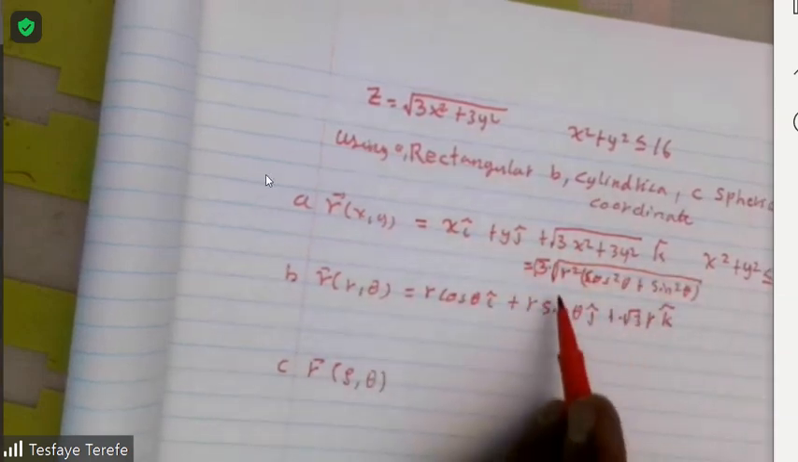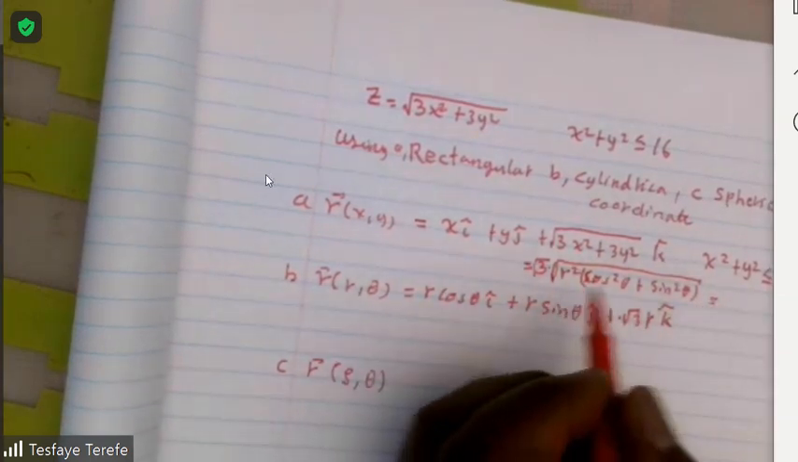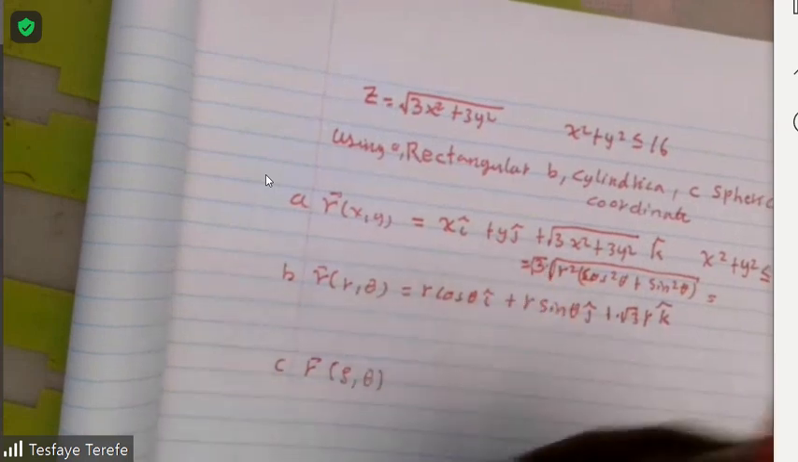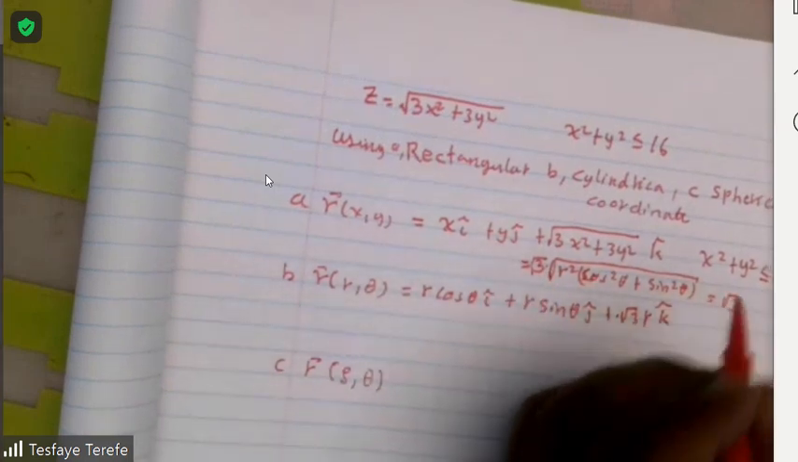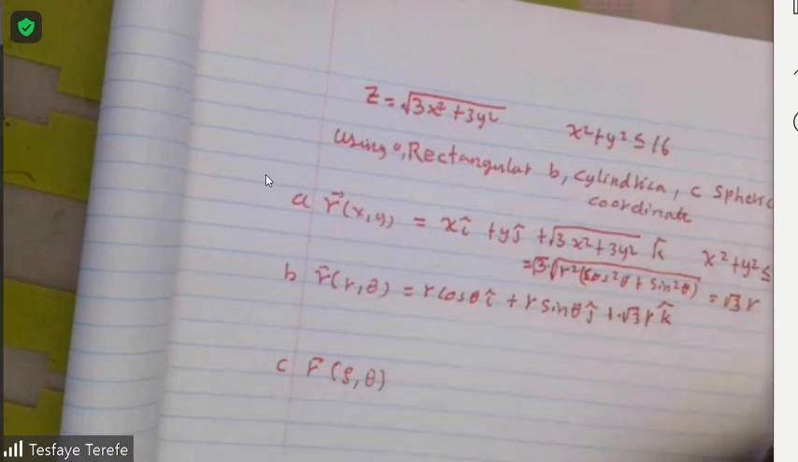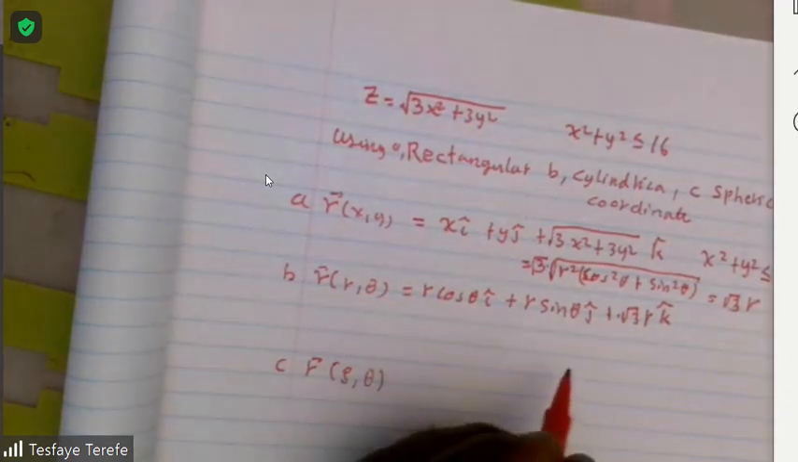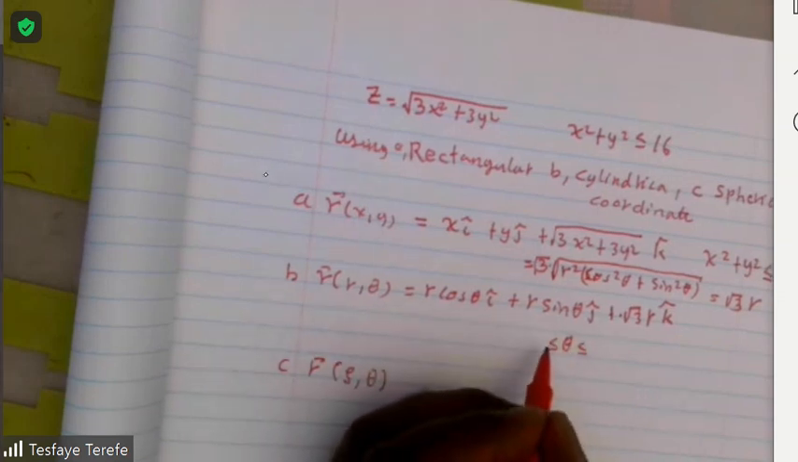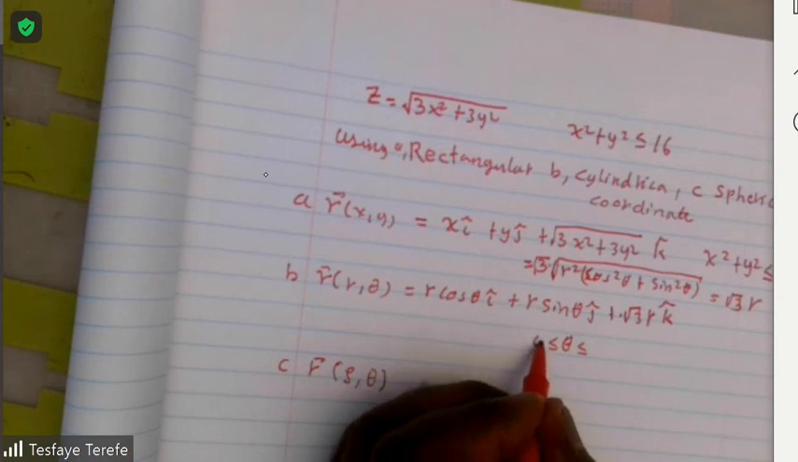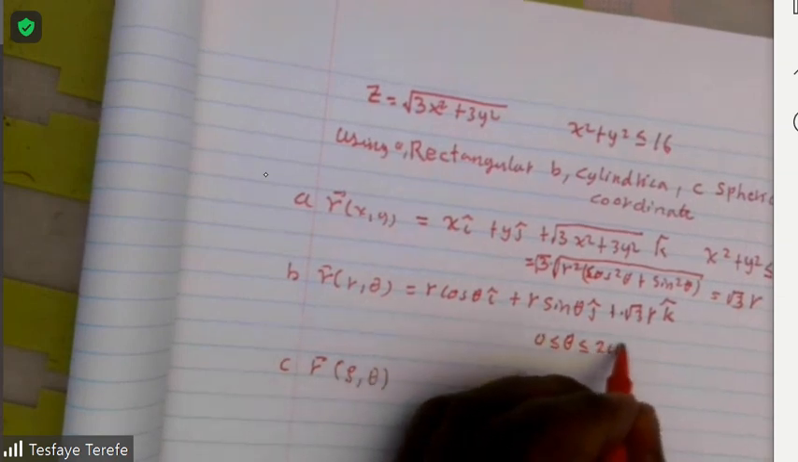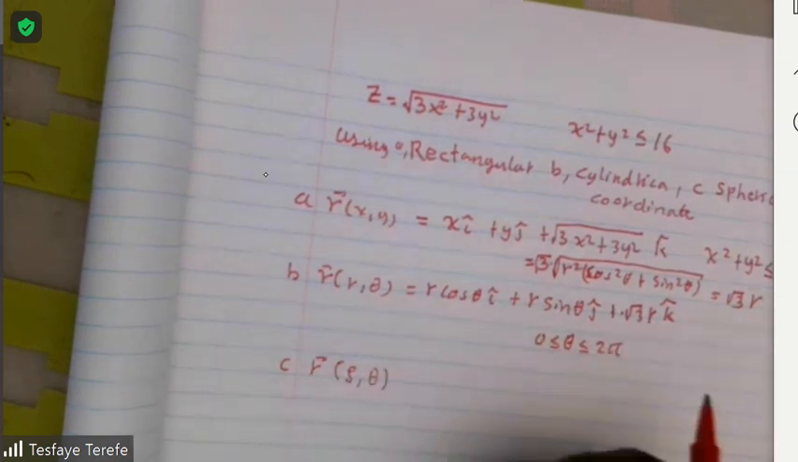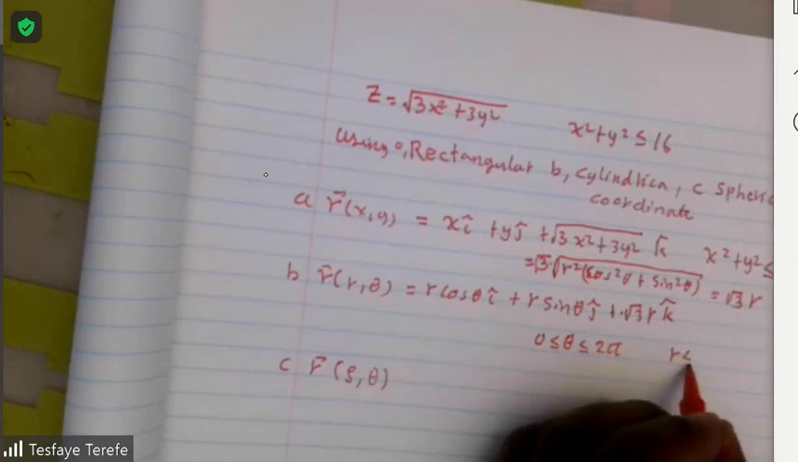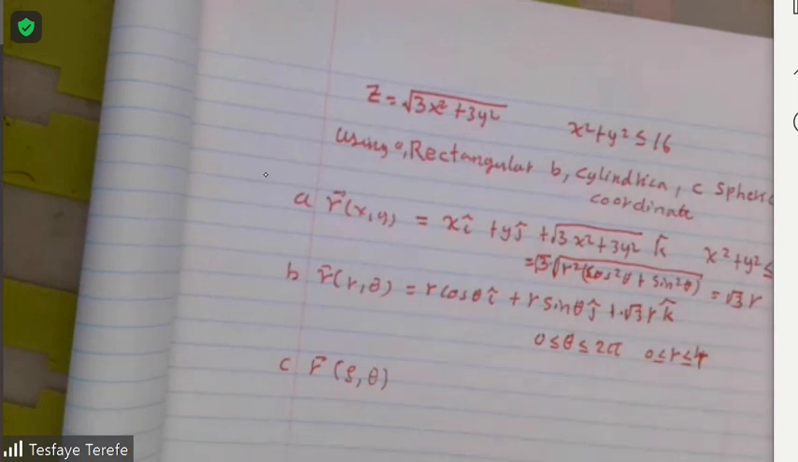That's what happened, and the square root of r squared is r, and the square root of 3 is square root of 3, so square root of 3 r. That is z, and this is it. And now, what will happen? In the cylindrical coordinate system, theta is changing from where to where, guys? 0 to 2 pi. And in this case, r is changing from where to where? 0 to 4. That is it. You see, this is the transition that we are going to really make.